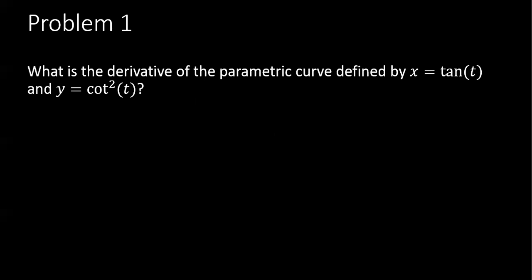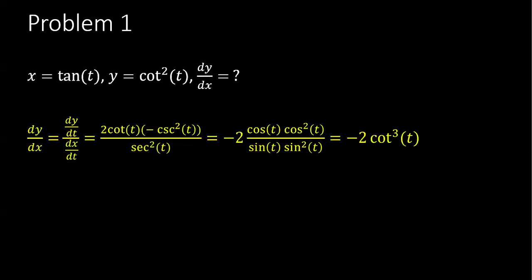All right. So here's number one. What's the derivative of the parametric curve defined by x is tangent t, y is cotangent squared t? Okay, so hopefully you tried it. So it's asking for dy dx. So if we remember the formula is dy dt over dx dt. And how can we easily remember this? Well, if we think of the differentials as just like variables, the dt's cancel and you're left with dy dx.